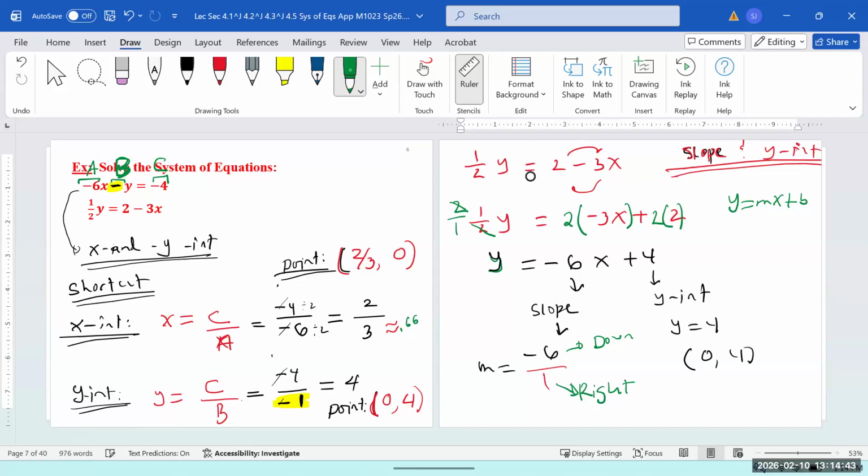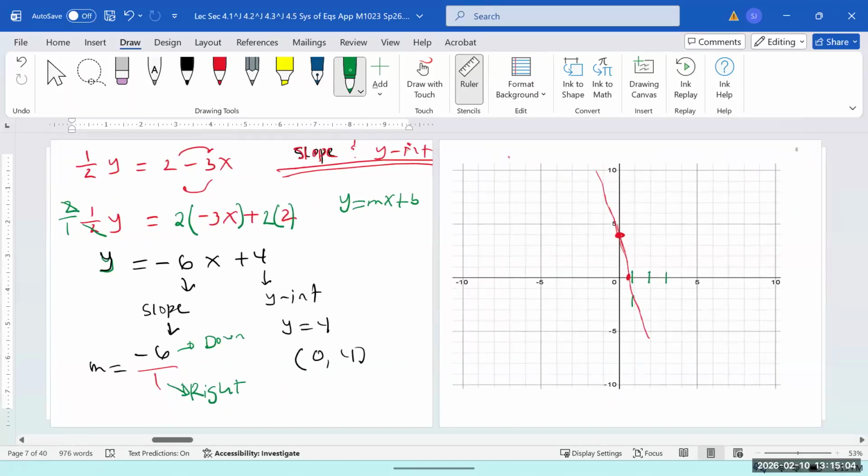If you forgot all these things, review your chapter 3. I forgot which section, but I wrote down all the details. If the numerator is positive, you go up. Numerator is negative, you go down. If the denominator is positive, you go right. If the denominator is negative, you go left from the y-intercept. So let's start with the y-intercept.